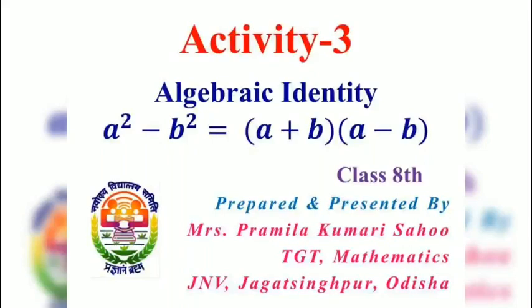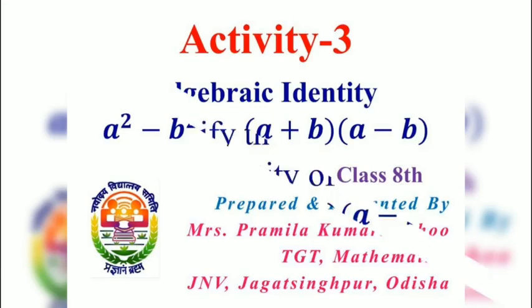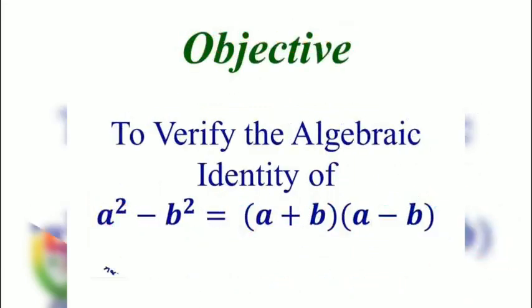Dear students, let us start our activity 3. The algebraic identity a square minus b square is equal to a plus b whole into a minus b. The objective of this activity is to verify the algebraic identity a square minus b square is equal to a plus b whole into a minus b.